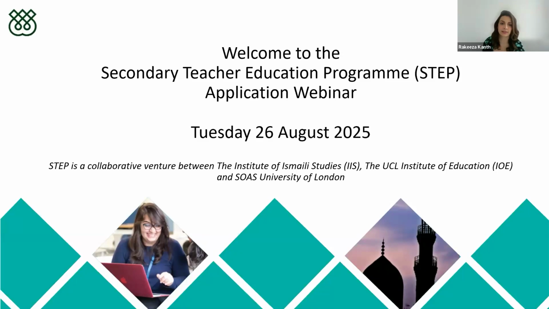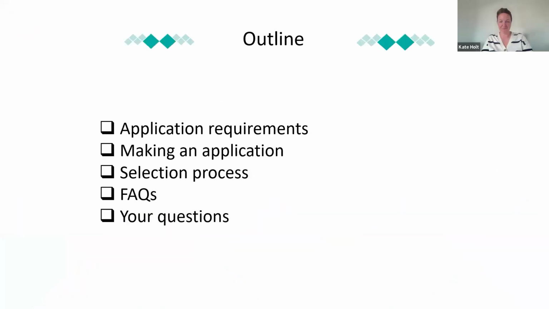So there's an outline on the next slide. We'll go through everything that we're going to cover today. First, we're going to go through the application requirements, so everything that you will need in order to make your application. Next, we'll show you how to make the application. Then we'll go through what the selection process involves. We'll have a run through some frequently asked questions. And then at the end, we'll have a Q&A session where you can ask some questions to us.